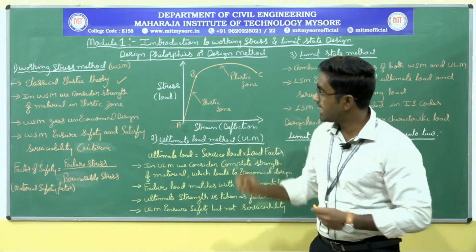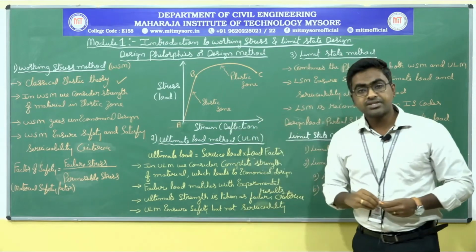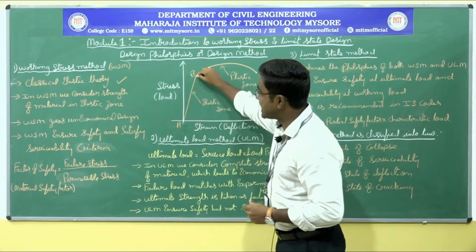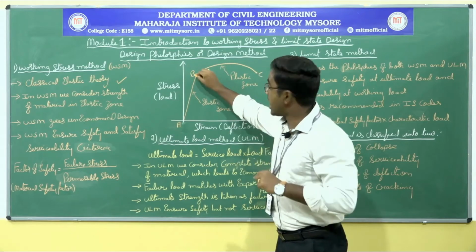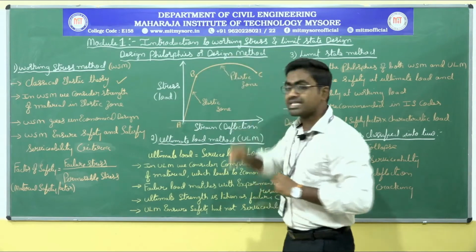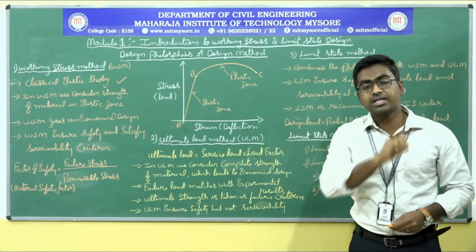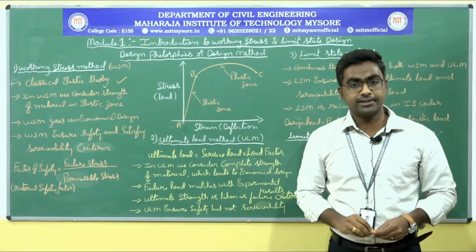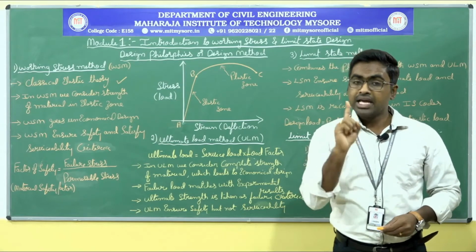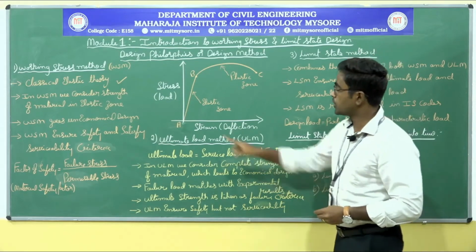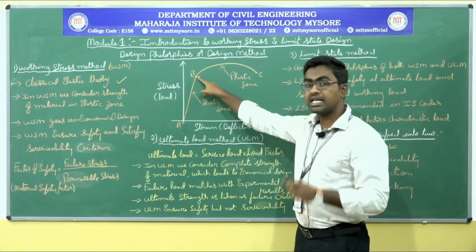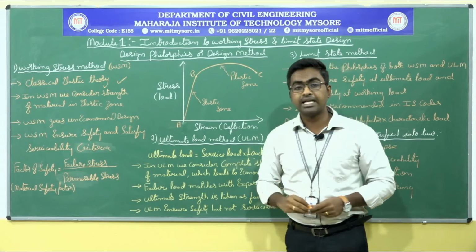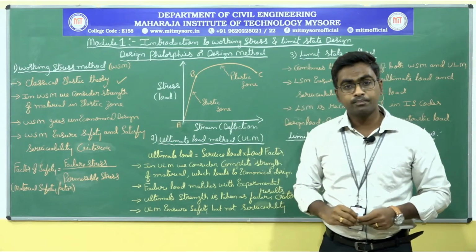Right? Next. So in the working stress method, we are going to consider the material strength in the elastic zone only, and we are going to ignore the strength of the material in the plastic zone. This is the most important feature of the working stress method. See, I repeat, in the working stress method, we are going to consider the strength of material in the elastic zone, and we are going to ignore the strength of material in the plastic zone.